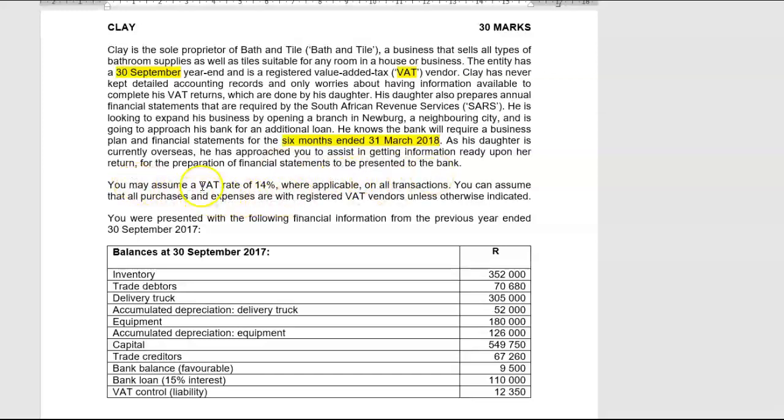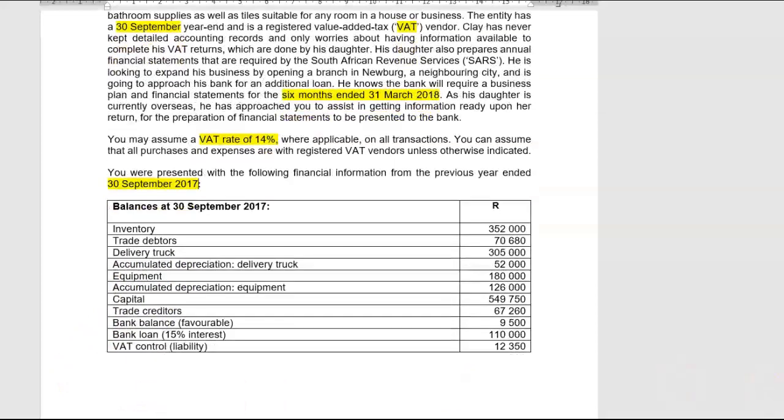You may assume a VAT rate of 14% where applicable on all transactions. You can assume that all purchases and expenses are with other registered VAT vendors unless otherwise indicated. You were presented with the following financial information from the previous financial year ending 30 September 2017. So obviously these balances are all opening balances. Inventory, trade debtors, delivery truck, accumulated depreciation, and so on.